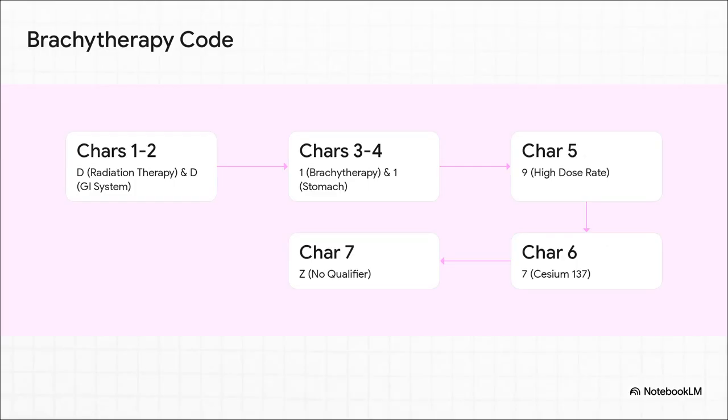So let's build this code character by character from our documentation. We're translating a patient receiving stomach brachytherapy with a high-dose rate of cesium-137 directly into DDD-1197Z. That's D for radiation therapy. The second D is for the gastrointestinal system. 1 represents our brachytherapy root type. The second one specifies the stomach. 9 is our modality qualifier for high-dose rate, 7 signifies the cesium-137 isotope, and a Z closes it out, basically meaning we've got nothing else to report here.